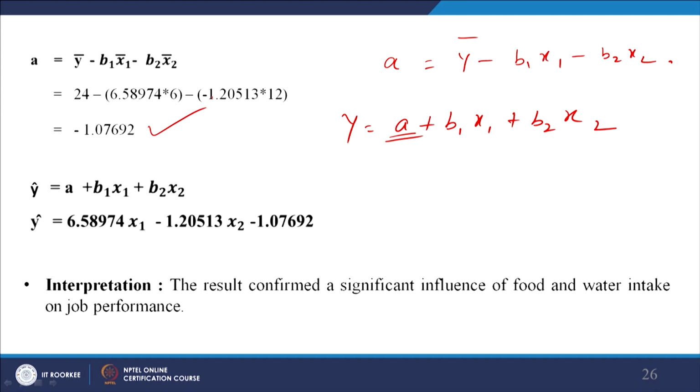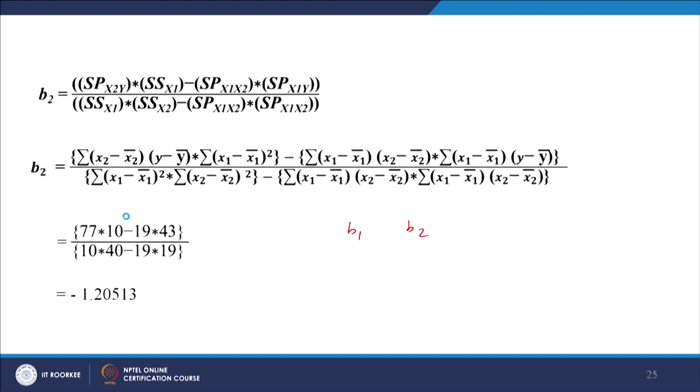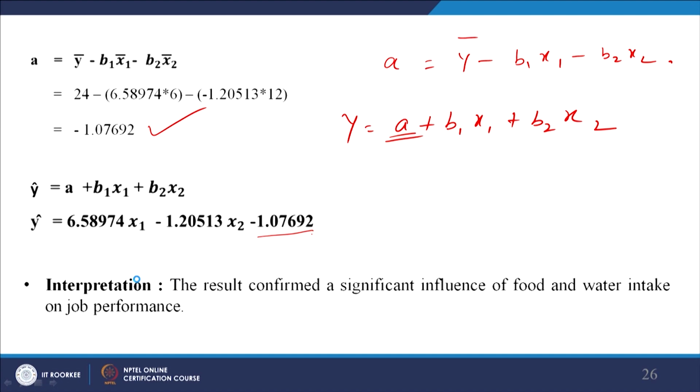So now what is our estimated y? The estimated y is y equal to, now putting this, A is equal to this much, minus 1.06792, right. So plus B 1 x 1. B 1 is 6.58974, right, x 1 minus, obviously you will get 1.2, this was minus, so minus 1 x 2. So now if you get a value of x 1 and x 2, then you can easily calculate y, right. So the interpretation: the result confirmed a significant influence of food and water intake on job performance.